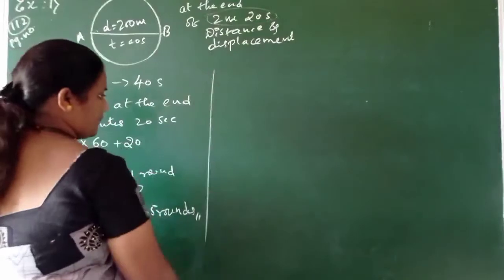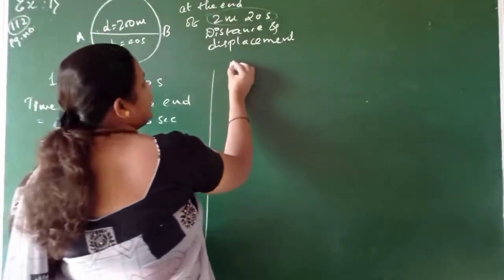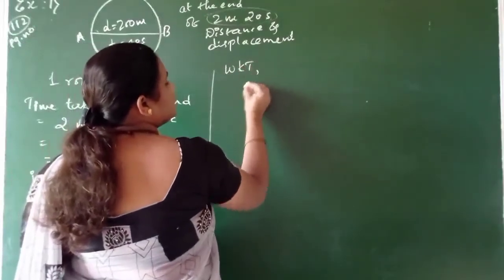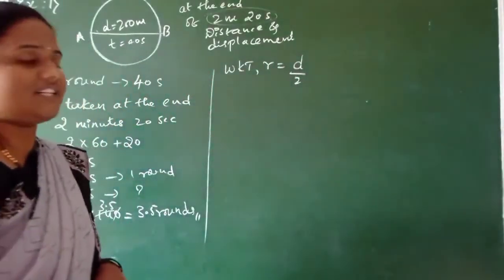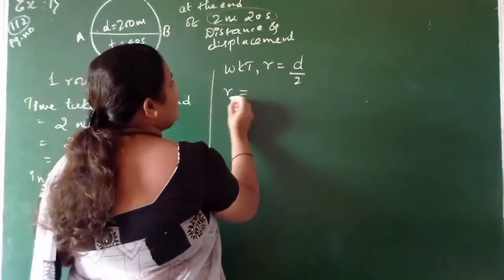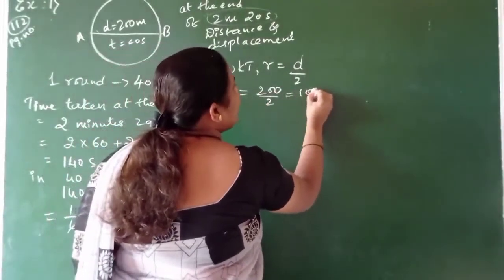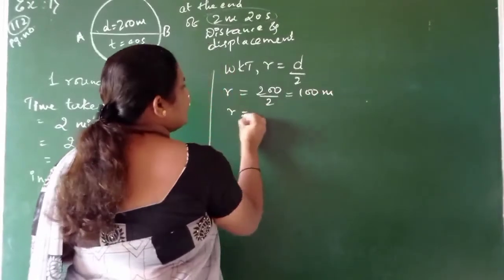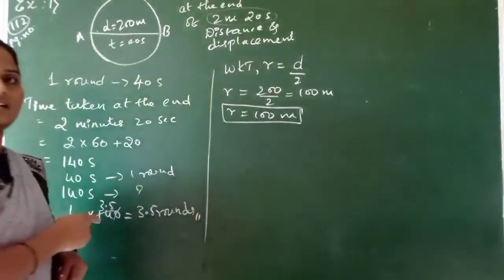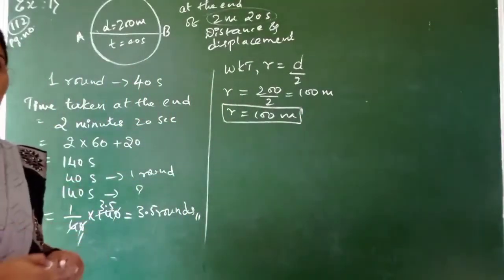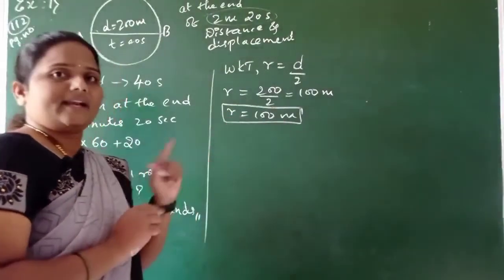And here they have given the diameter, children. The diameter of the circular track they have given. We know that the radius is nothing but half of its diameter. Isn't it, children? So, how can we write now? R is equal to 200 divided by 2, which is nothing but 100 meter, the radius. Because in order to find the circumference of the circle using 2 pi r, we need to know the radius. So this is the radius.